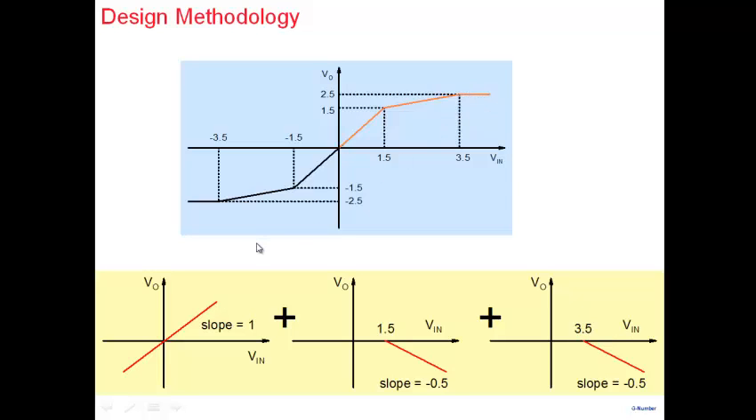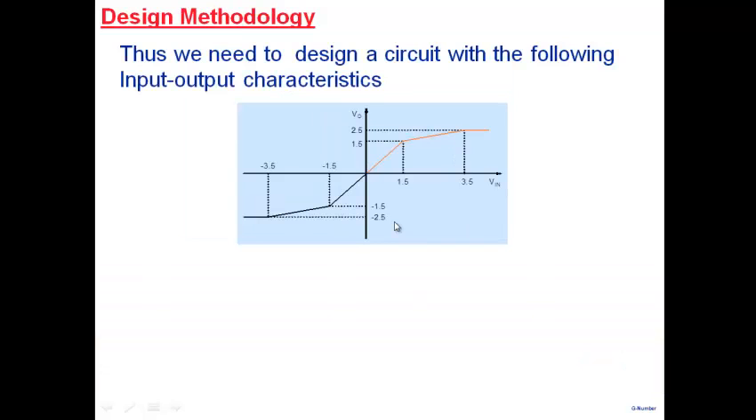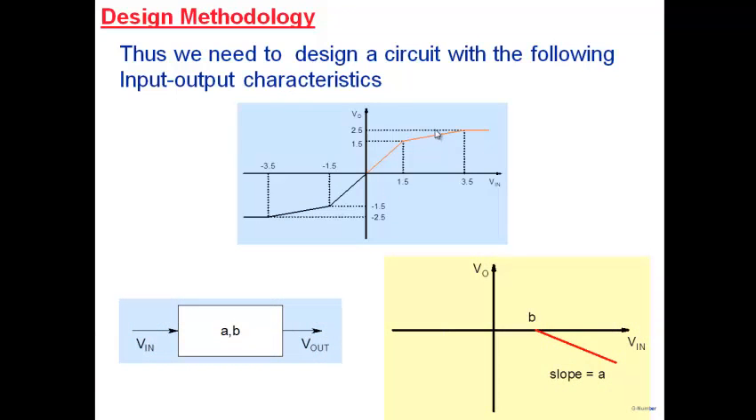So what we see is that this entire characteristic can be obtained by summing up circuits which perform this part plus this part plus this part here, and we note that our task boils down to making a circuit which gives us this kind of a characteristic here. Okay, so the whole task of designing a circuit which gives us this complex characteristic can finally be broken down to designing a circuit which gives us this kind of a characteristic here.